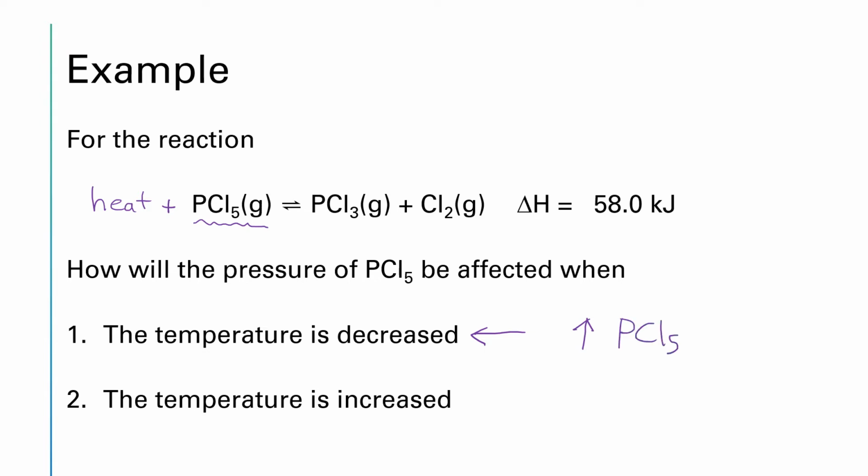since it's a reactant. If we do the opposite, if we increase the temperature, such as by putting it on a hot plate or putting the reaction into a furnace, then we are adding a reactant. When we add a reactant, the equilibrium will shift to the right or go in the forward direction. And so that means that we are going to decrease how much PCl5 is present.